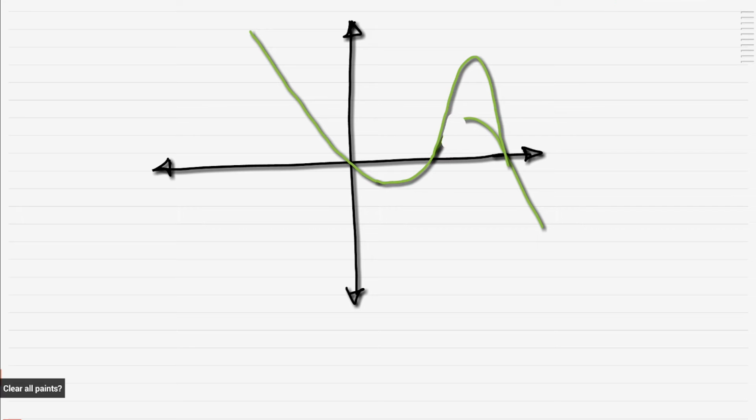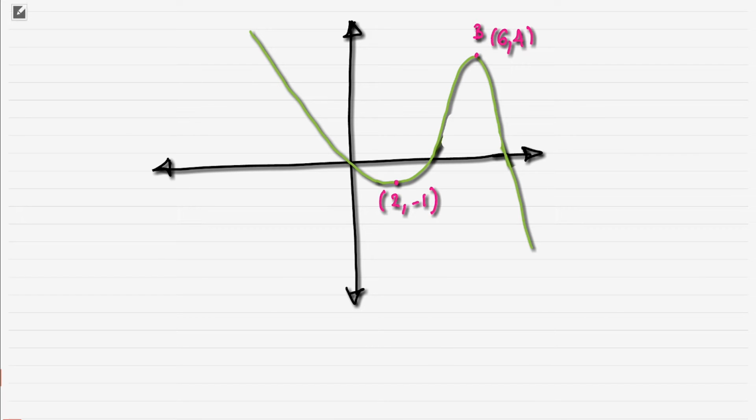Let's just erase this. Okay, and you're given specific points on this graph. You're told that this point is (6, 4), and it's called point B. And you know that this point is (2, -1). And this is your origin, obviously. So you're given this graph and the points, and then you're asked to, first of all, sketch y equals 2f of x minus 1.